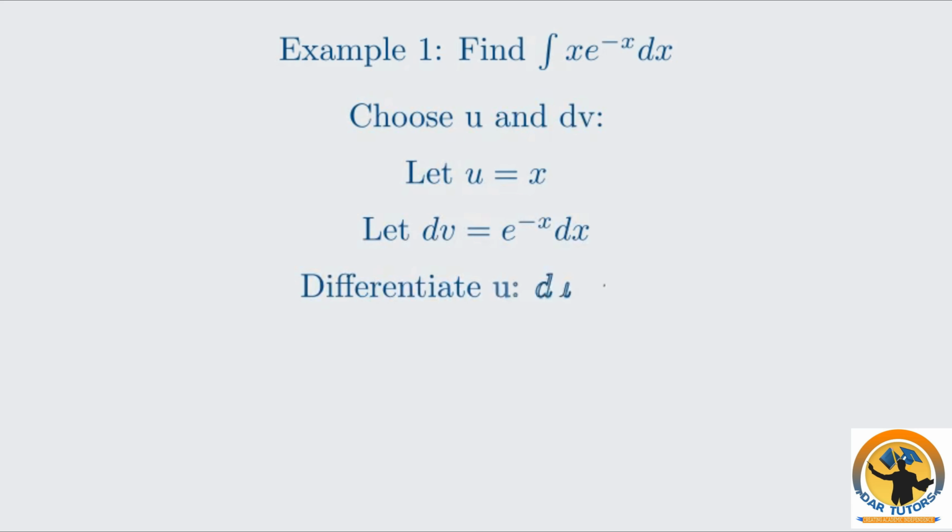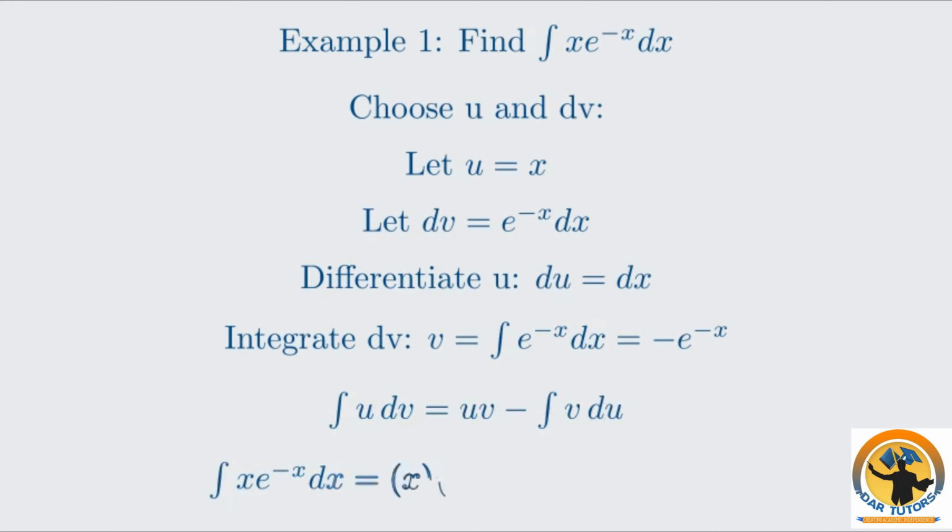The derivative of u equals x is du equals dx. The integral of dv equals e to the power of negative x dx is v equals negative e to the power of negative x. Now we have all the components for our formula, u, v, and du. Let's substitute them into the integration by parts formula. The integral of u dv is equal to u times v, which is x times negative e to the power of negative x, minus the integral of v du, which is negative e to the power of negative x dx. Let's simplify this expression.